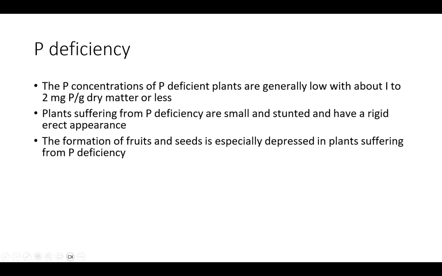Remember, if you don't have phosphorus, you can't produce nucleic acids. If you're not producing nucleic acids, you can't produce fruits and seeds, which are high demand for nucleic acids. They have a lot of cells that are going to be used for creating the next generation. They must have sufficient amounts of DNA and RNA.